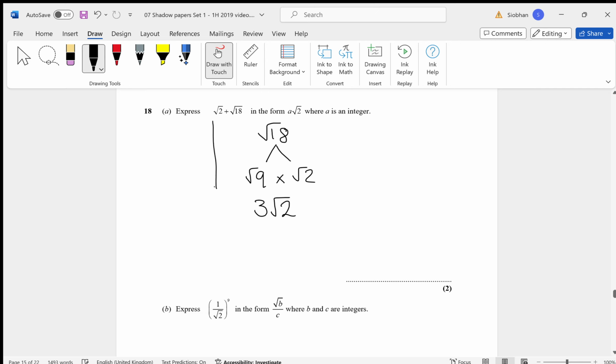Now I'm going to bring down this root 2 here, because actually we've got root 2 plus 3 root 2. So 1 lot of root 2 and 3 lots of root 2. I'm going to pop the answer over here, which is 4 lots of root 2.